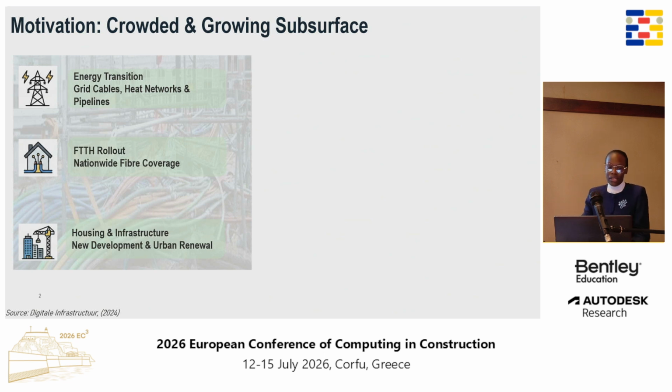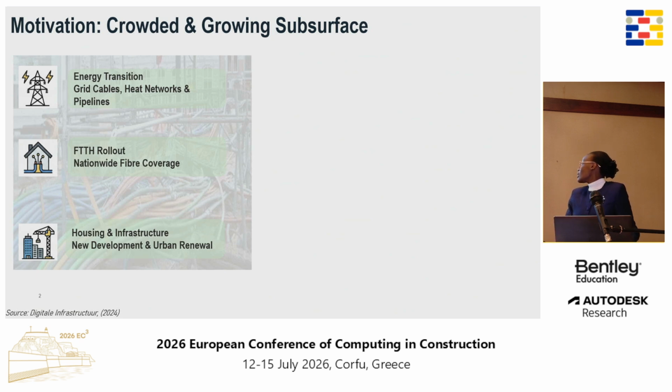This is a case of the Netherlands, where there is a lot going on in the utility industry with the Dutch subsurface, which is becoming increasingly congested due to energy transition projects, where grids and cables, district heating networks and pipelines are being dug into and added into the subsurface. There is a fiber rollout project and also increased housing and new developments coming up, and this increases the spaghetti of cables and pipes underground.